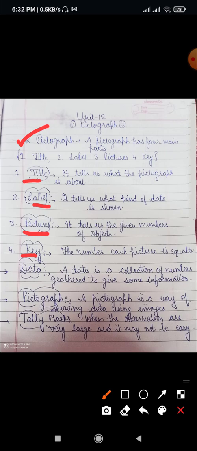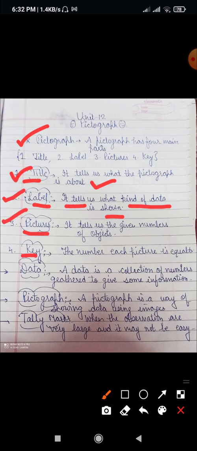Number 1 is title. It tells us what the pictograph is about. That means you have to give a title to every pictograph. So it must be there, the title of the pictograph. Then is label. It tells us what kind of data is shown. You will give the data names, that are called labels.